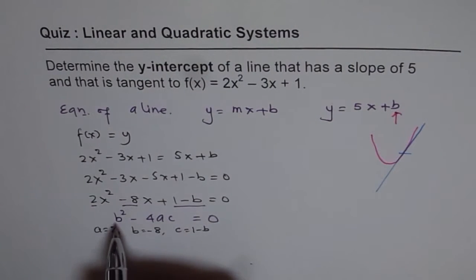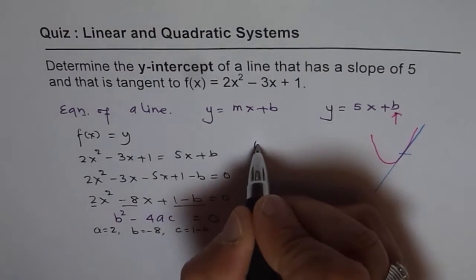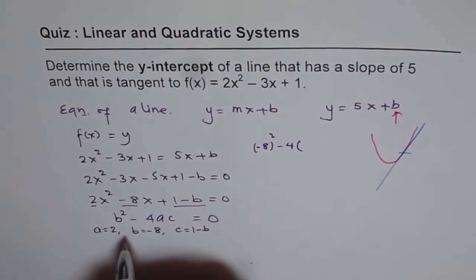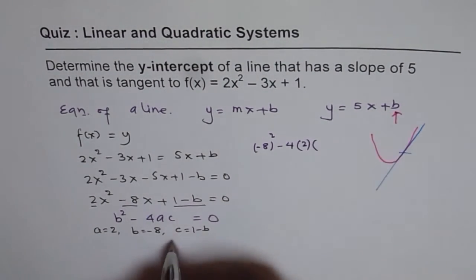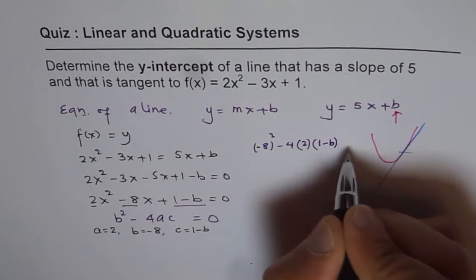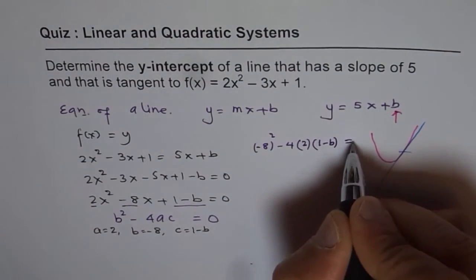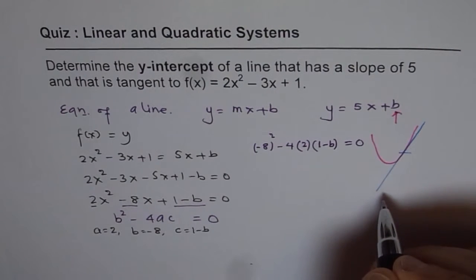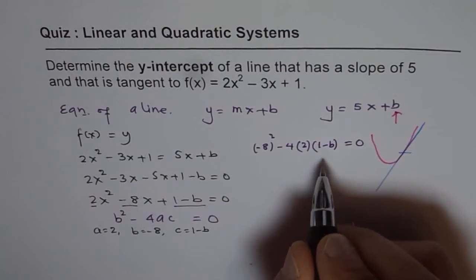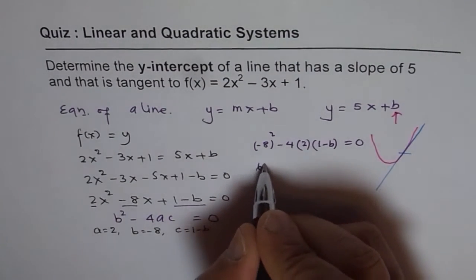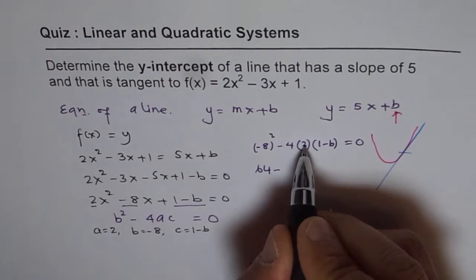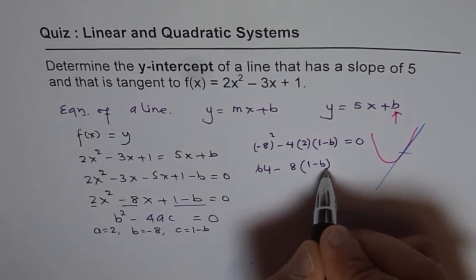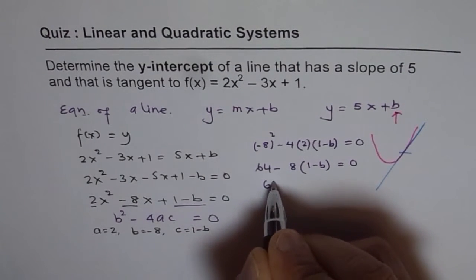Do you understand? So b squared is minus 8 squared. So we get minus 8 squared minus 4 times a, which is 2, and c is 1 minus b, right? This should be equal to 0 if we want one solution. So that is how we are going to solve it. I hope you understand that part. That is the strategic step. So we get 64 minus 8 times 1 minus b equals 0.